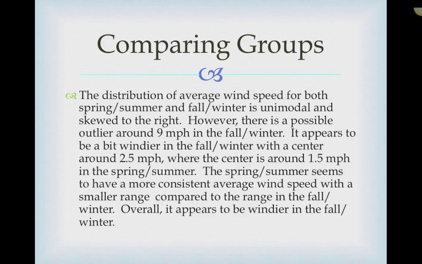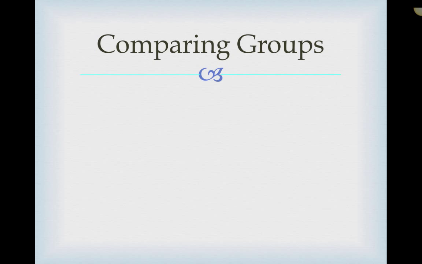So note here that I did not just list each group separately. I compared the two groups together. I compared their shapes, their centers, and their spreads. I also made sure that I included the context so the reader knows that we're talking about the average wind speed and what units we're using. Again, you have to make comparative statements.